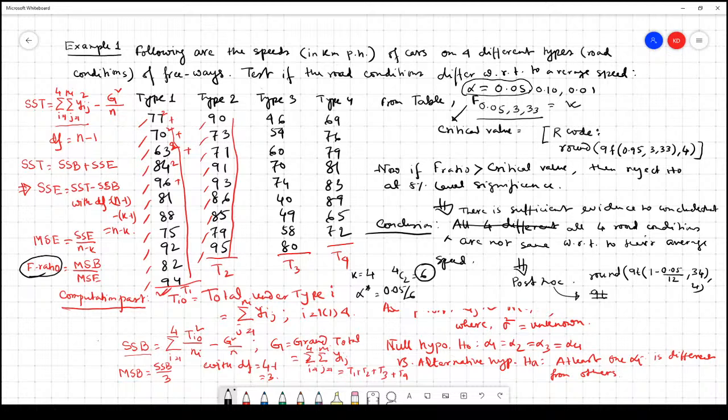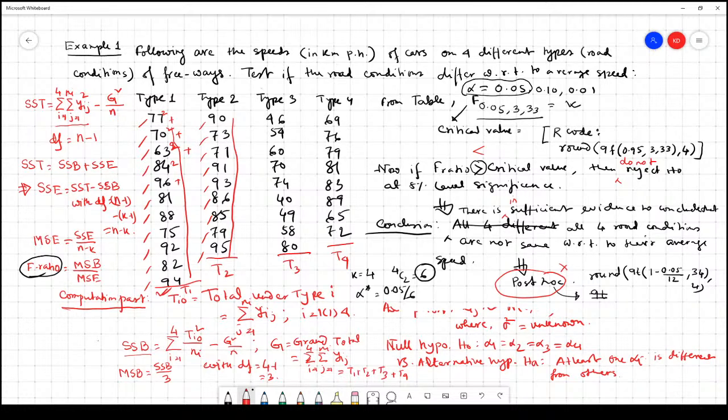Okay, so if this is less than the critical value, then we do not reject H0 at 5% level of significance, and we conclude that there is insufficient evidence to conclude that all 4 road conditions are not same with respect to their average, and in that case we do not need this post-hoc test, because here we find H0 accepted.